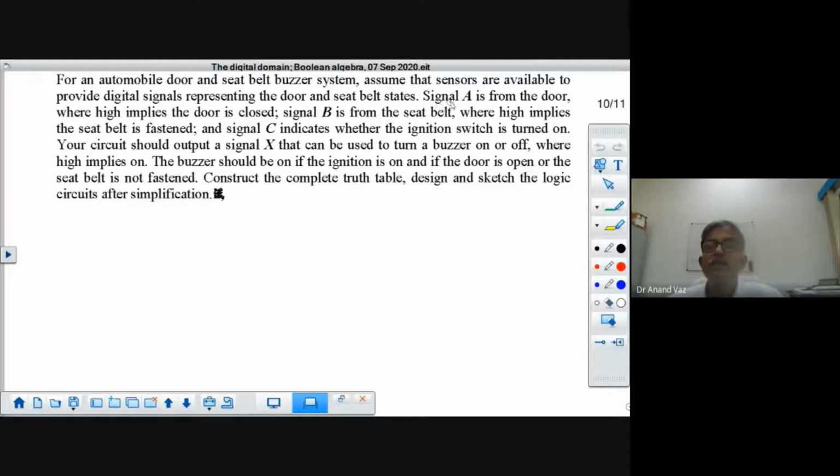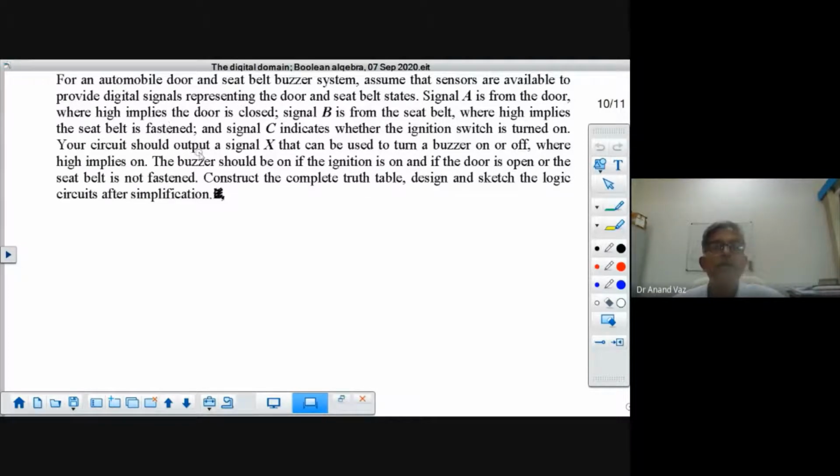Signal A is from the door, where A implies the door is closed. So if the door is closed, the signal that is generated is A, which is, let us say, 1. And signal B is from the seat belt, where high implies the seat belt is fastened. So this is the second signal coming from the seat belt. And signal C indicates whether the ignition switch is turned on. So here we have the third one, that is whether the ignition switch is turned on.